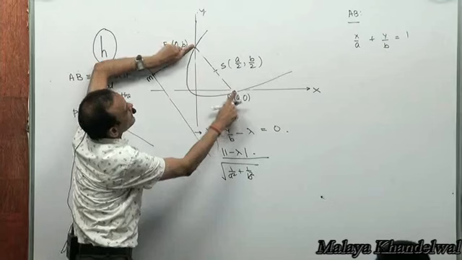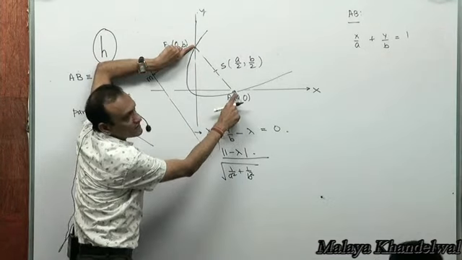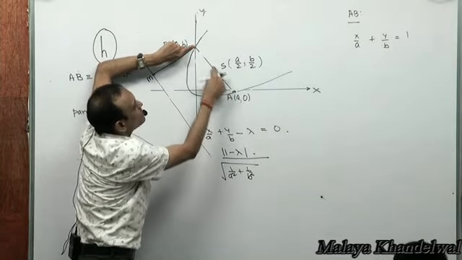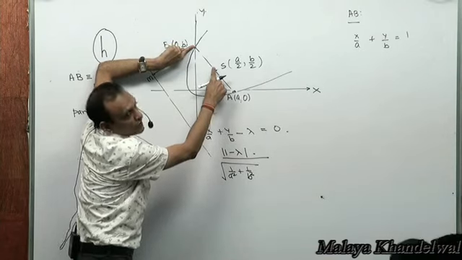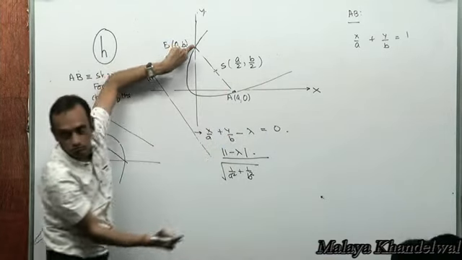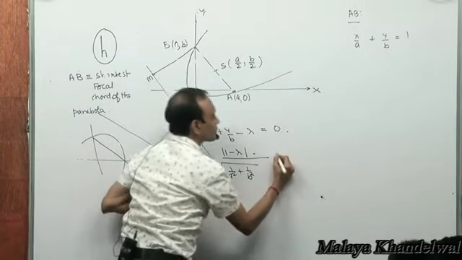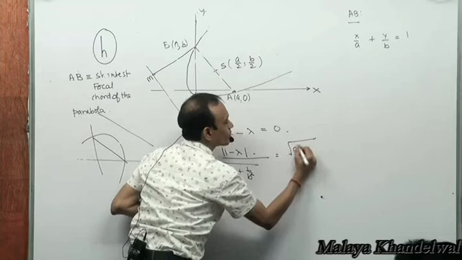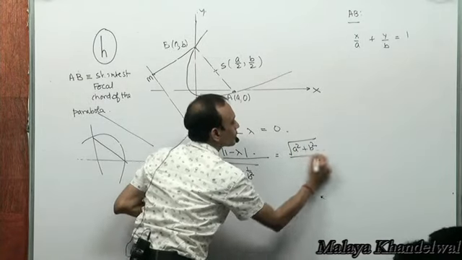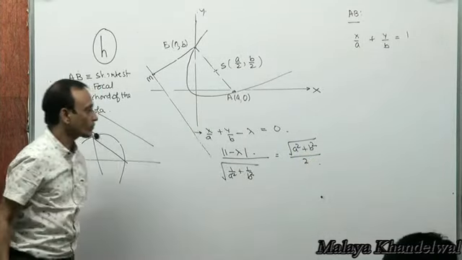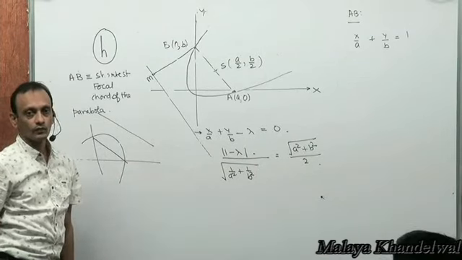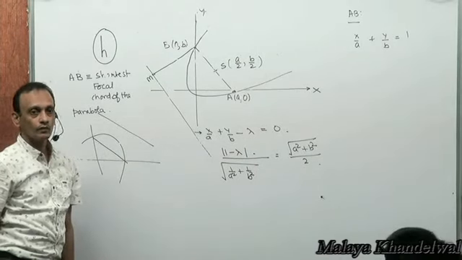That means it will be half this length, right? BS would be half this length. This length is root a squared plus b squared. So BS would be root a squared plus b squared by 2, right?